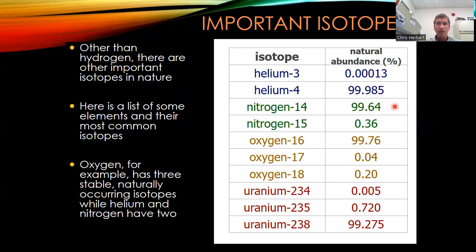Nitrogen, most of the nitrogen in the air, because air is mostly made out of nitrogen, is nitrogen-14. There's a small amount of nitrogen-15. Oxygen, primary isotope there is oxygen-16, but there's also smaller quantities of oxygen-17 and 18. And of course, when we get into fission later on, we will learn that the important isotope for fission is, of course, uranium-235, but the most common isotope that we find in nature of uranium is uranium-238, which can be used to create plutonium.